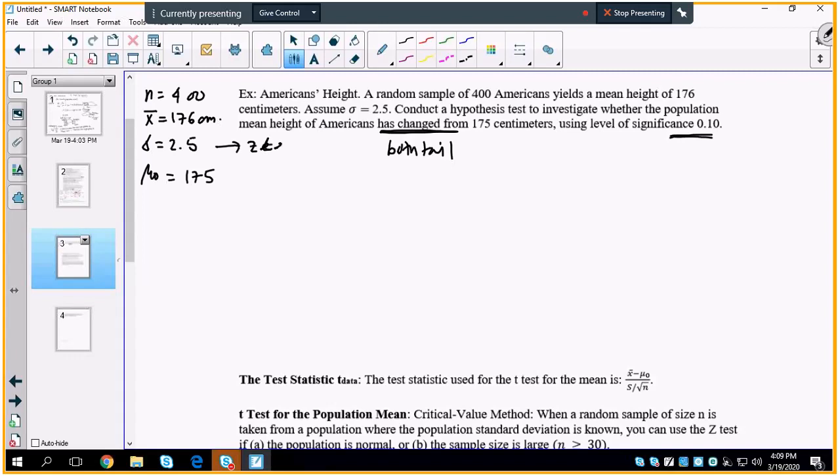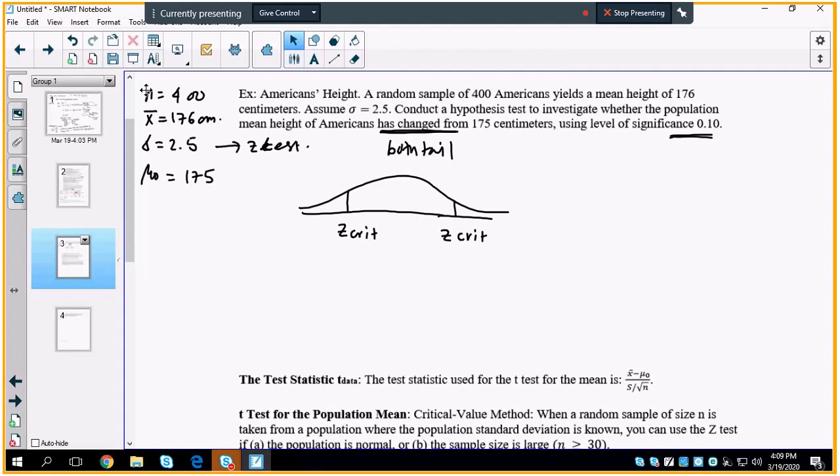So as I have said, you will draw the picture first to identify the rejection region. We will get two of these rejection regions. Both of them I'm going to call Z critical. And then see what I do. I shade them in red, the critical regions. And remember, each of them is going to be significance over 2. So this is going to be 0.05. That's 0.10 over 2. And that's 0.05. So both areas are 0.05.